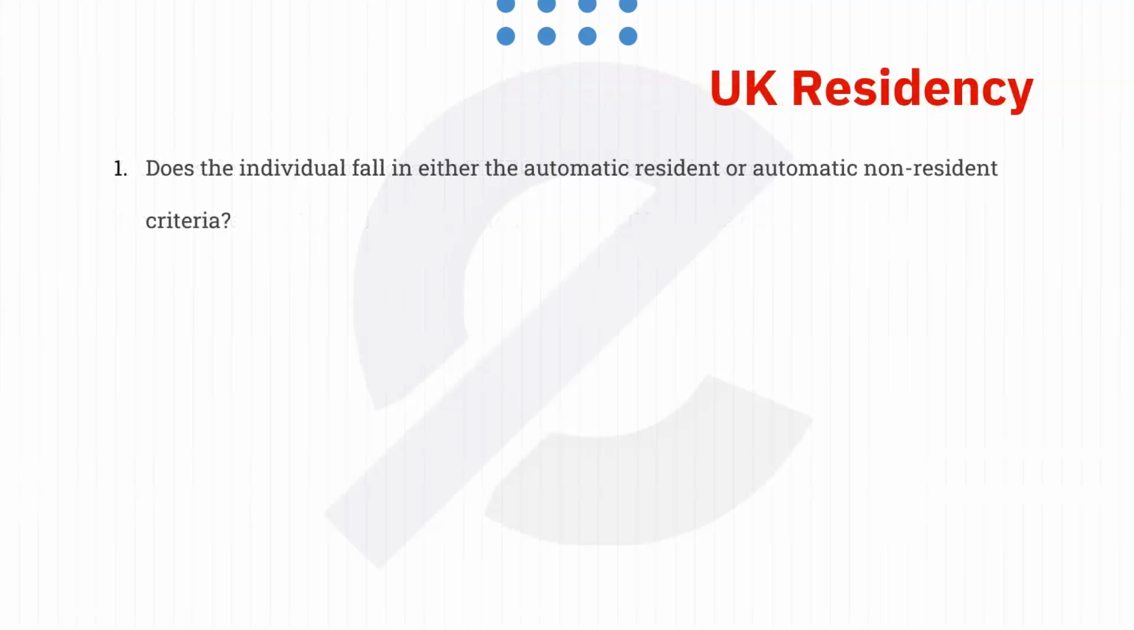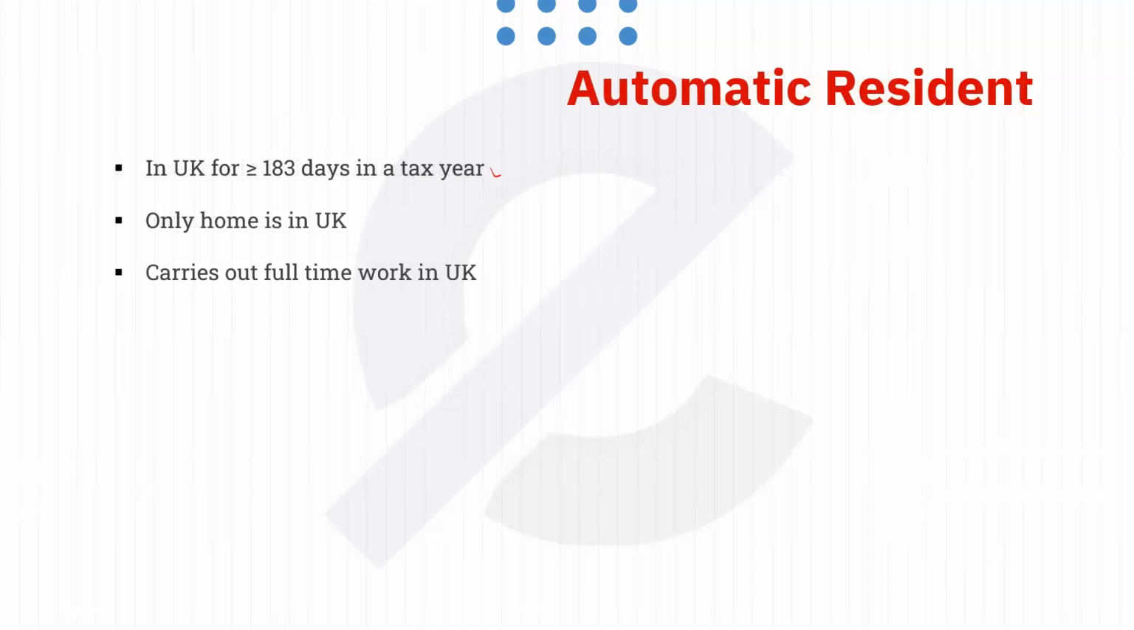The first check is to see if the individual fulfills the criteria that automatically makes them a resident or non-resident. There is criteria laid out by tax authorities that, if met, will deem an individual to be automatically resident or automatically non-resident. Any individual who is in the UK for more than or equal to 183 days in the tax year will be automatically considered a resident and will therefore have to pay tax to the UK authorities on their worldwide income earned in the tax year. Alternatively or additionally, if the individual's only home is in the UK or they carry out full-time work in the UK, they will be treated automatically as residents.